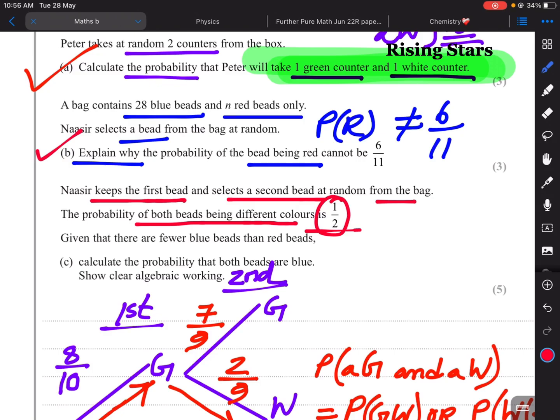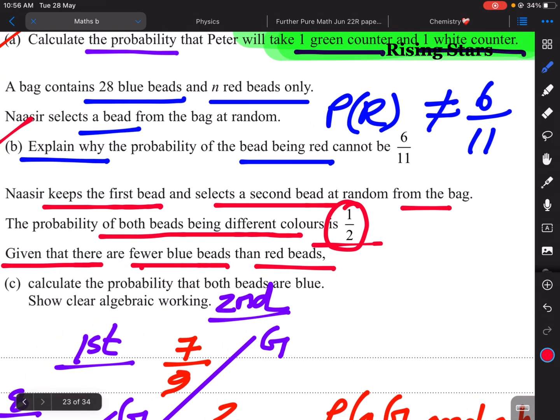half. Given that there are fewer blue bits than red bits, blue is less than red, it means this is an indication that our value of n is greater than 28. N is greater than 28.